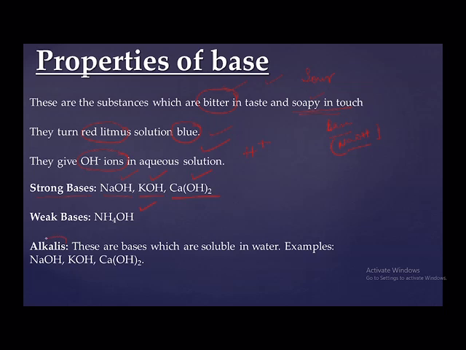Generally we give one more term, that is known as an alkali. These are the bases which are soluble in water. The bases which get dissolved in water are known as alkalis, because not all bases are alkalis. Examples are sodium hydroxide, potassium hydroxide and calcium hydroxide, which are also known as alkalis. Alkalis are the bases which are soluble in water.